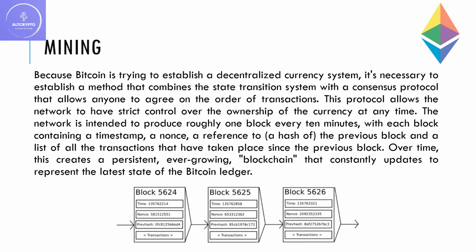The network is intended to produce roughly one block every 10 minutes, with each block containing a timestamp, a nonce, a reference to, a hash of, the previous block and a list of all the transactions that have taken place since the previous block. Over time, this creates a persistent, ever-growing blockchain that constantly updates to represent the latest state of the Bitcoin ledger.